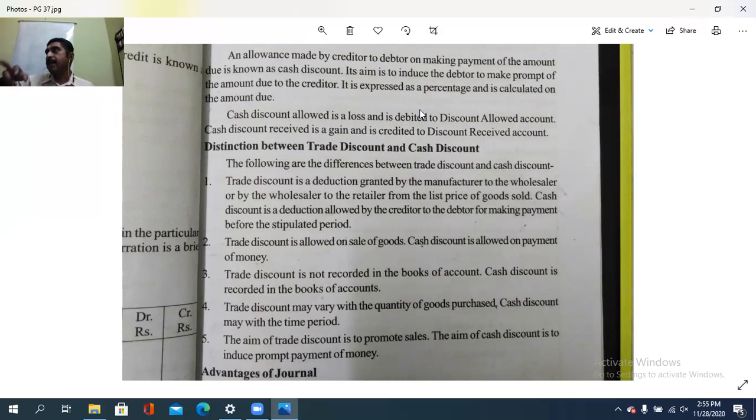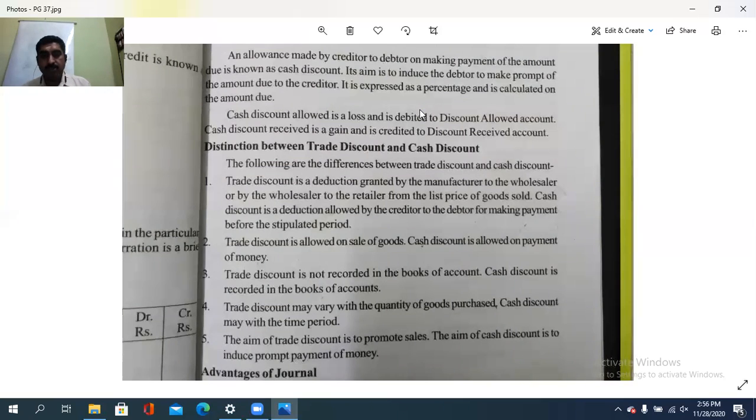Either the manufacturer is giving to the wholesaler or the wholesaler is giving to the retailer such a discount. While cash discount, it may be based on the time period. That is, if we need to get the money before the maturity date, we need to adopt such a strategy or tactic. So that is the cash discount.